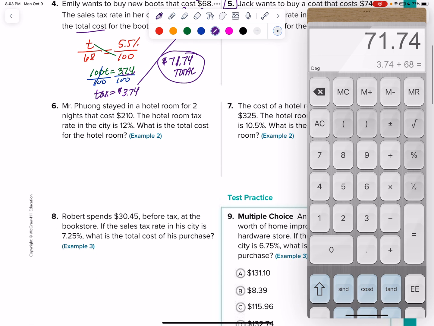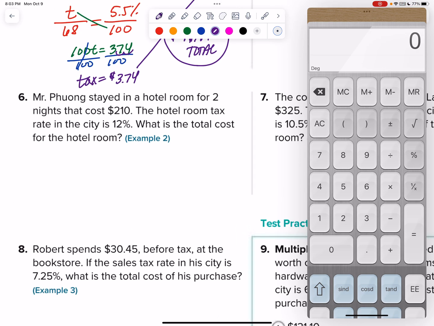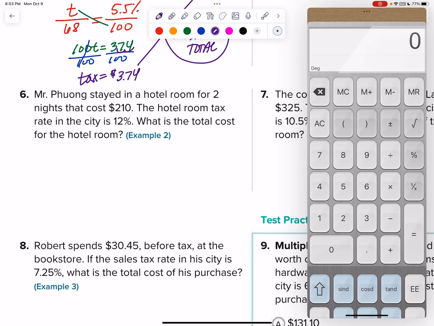Let's go to Mr. Fwong. I love the names in this book. They're awesome. Stayed in a hotel room for 2 nights that cost $210. Notice it doesn't say each night, so I'm actually able to use this as my whole price. Hotel room tax rate is 12%. That's my percent side. What is the total cost?